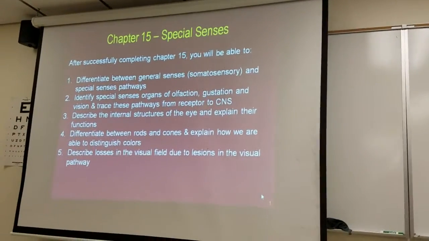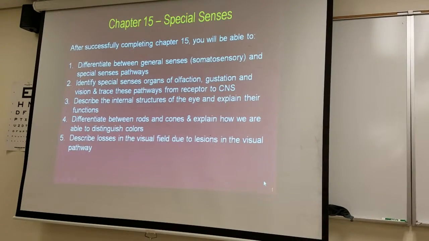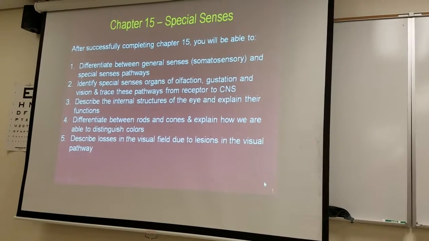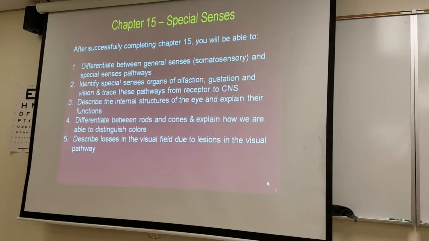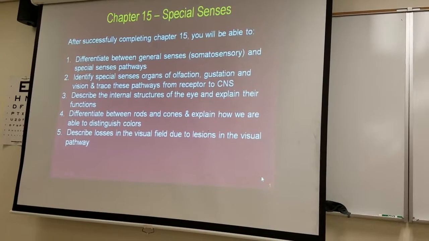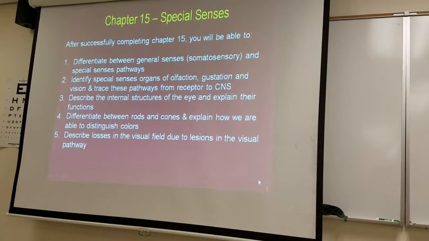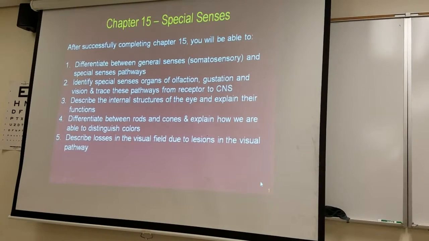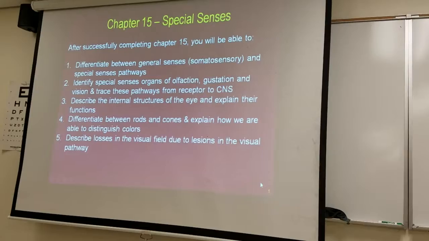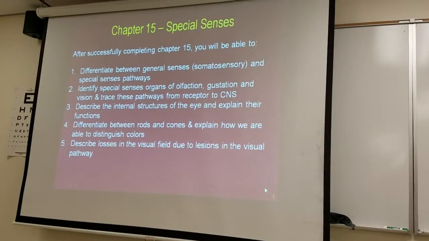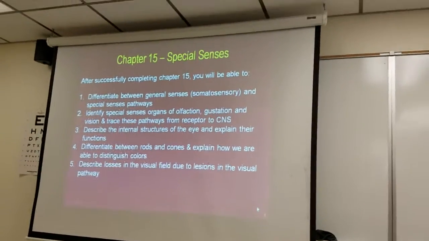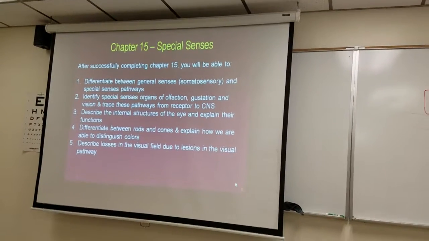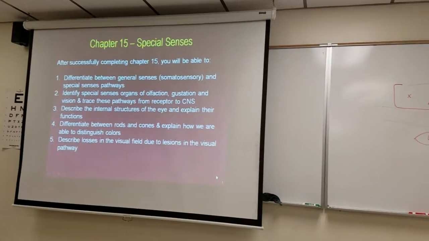Explain their functions. Differentiate between rods and cones. What type of receptor is the rod and cone? Photoreceptor. Last, describe losses in the visual field due to lesions, which is damage, to different parts of the visual pathway. And that last objective pertains to the last slide.